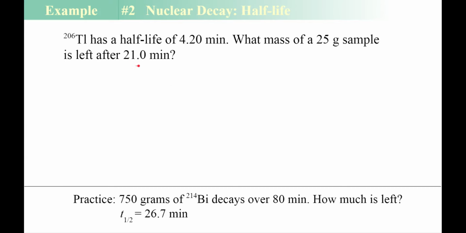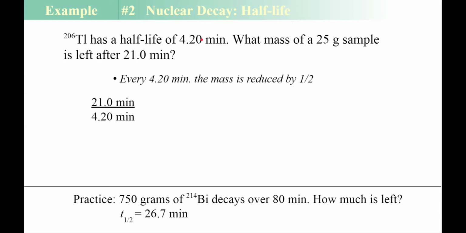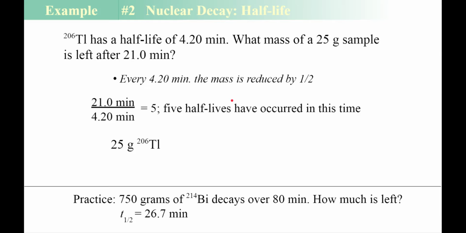So 21 minutes for thallium-206 to decay with a 4.2-minute half-life. How much of our 25 grams is going to get left over? So we do something similar where you need to know how many half-lives have gone by. It's easy to just take a ratio, how long we're waiting divided by the half-life, which tells us 5. So 5 half-lives have gone by. That means if we start with 25 grams, it's that divided by 2, divided by 2, divided by 2, divided by 2, divided by 2.